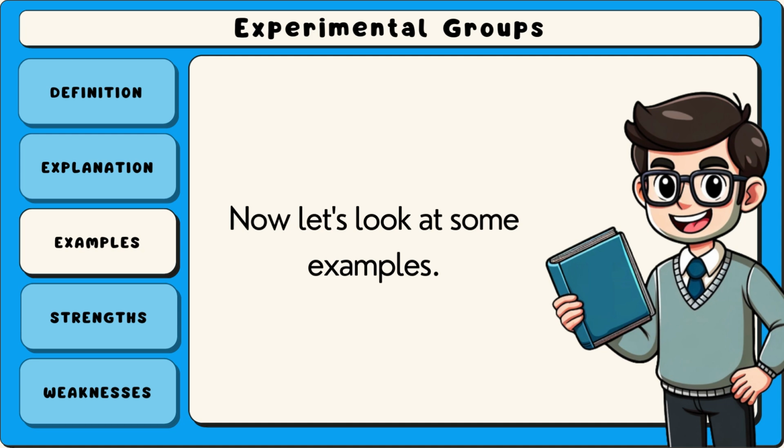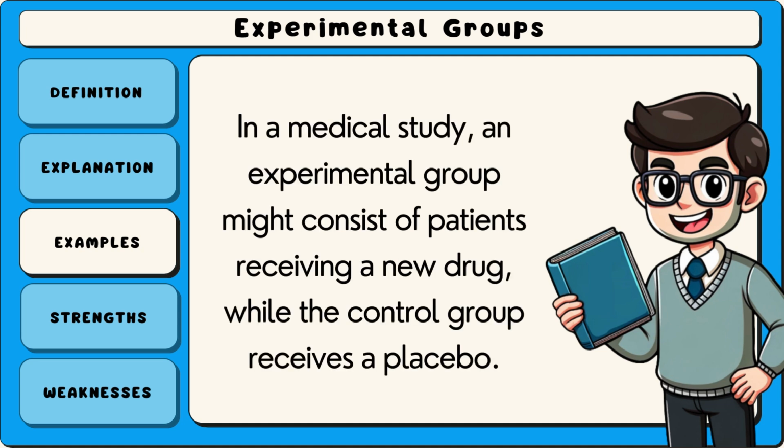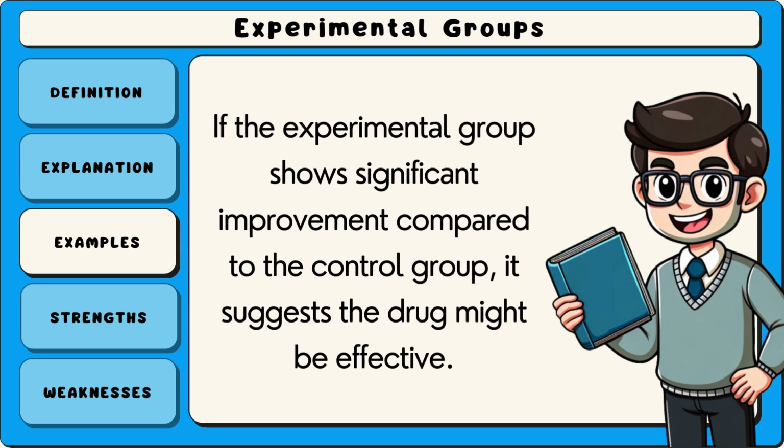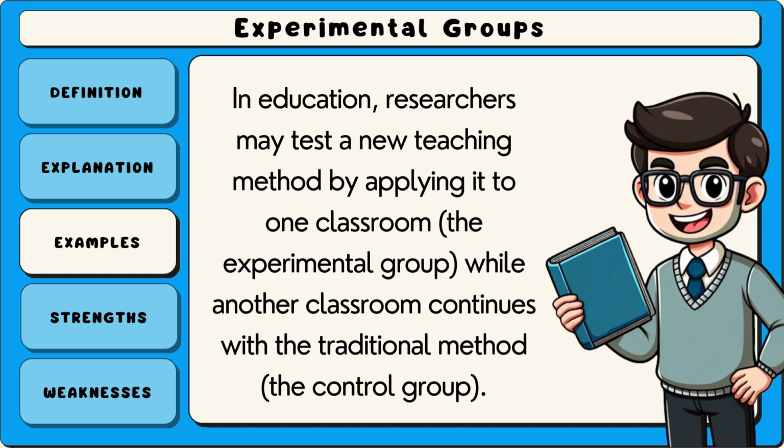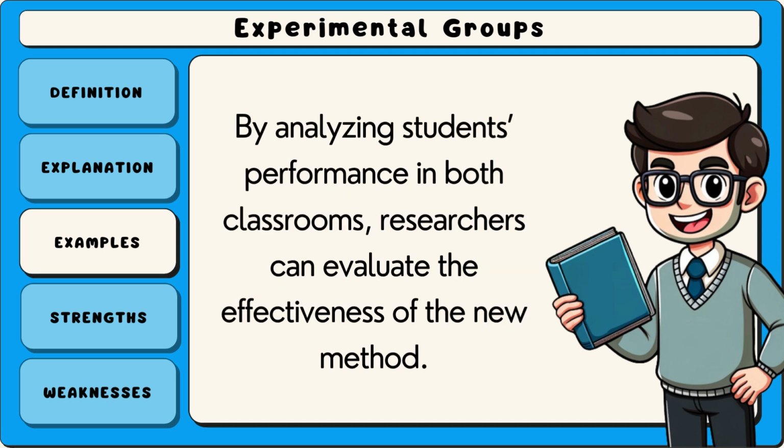Now let's look at some examples. In a medical study, an experimental group might consist of patients receiving a new drug, while the control group receives a placebo. If the experimental group shows significant improvement compared to the control group, it suggests the drug might be effective. In education, researchers may test a new teaching method by applying it to one classroom, the experimental group, while another classroom continues with the traditional method, the control group. By analysing students' performance in both classrooms, researchers can evaluate the effectiveness of the new method.